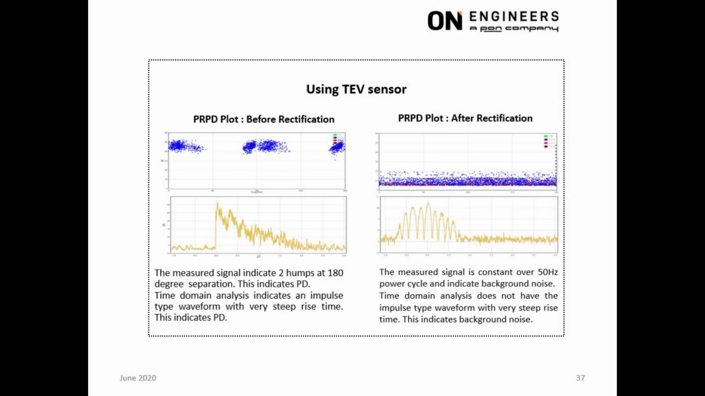This slide shows PD measurements from TEV sensors, transient earth voltage type. The left box shows PD and evident from the two humps of 180 degree separation across the 50 Hz voltage cycle. The time domain analysis shows an impulse waveform with steep rise time. This further indicates PD. The right box shows measurements after rectification, and the signal is constant across the 50 Hz voltage cycle. Time domain analysis shows the waveform without steep rise time. Both analyses indicate background noise.